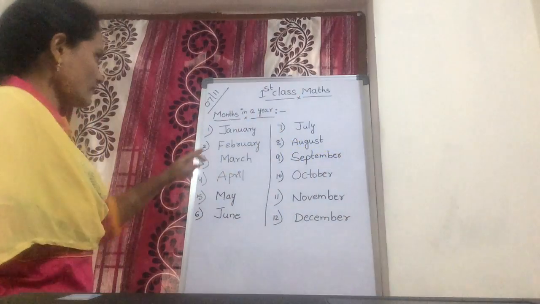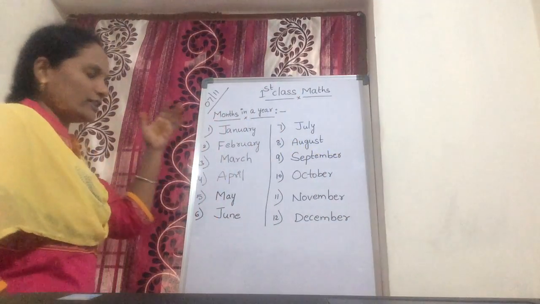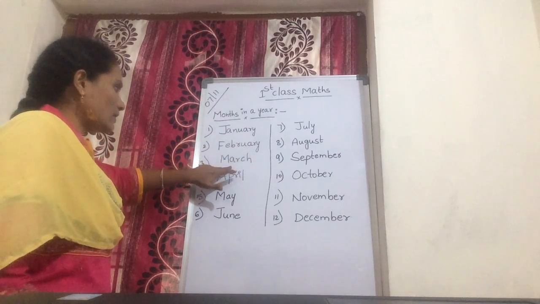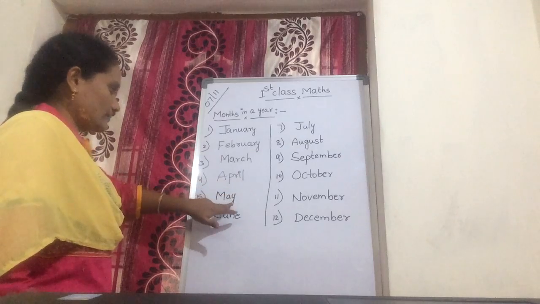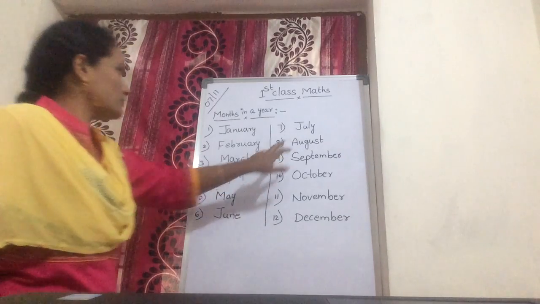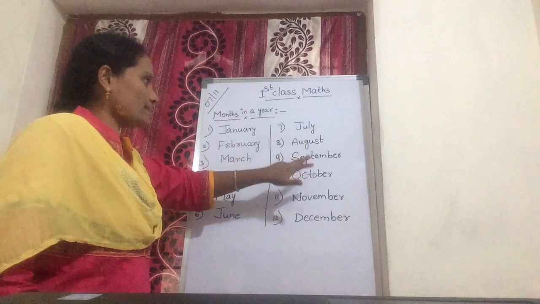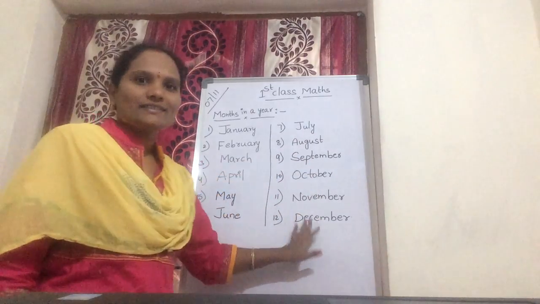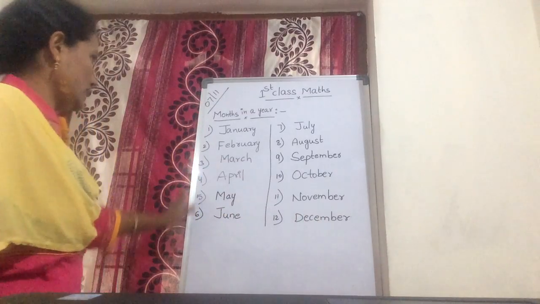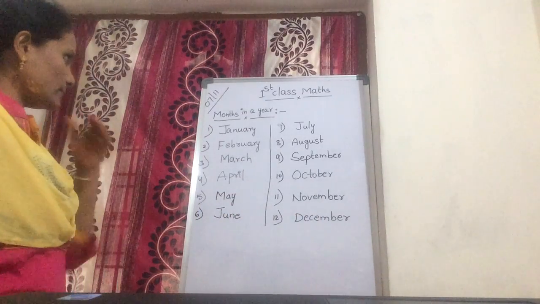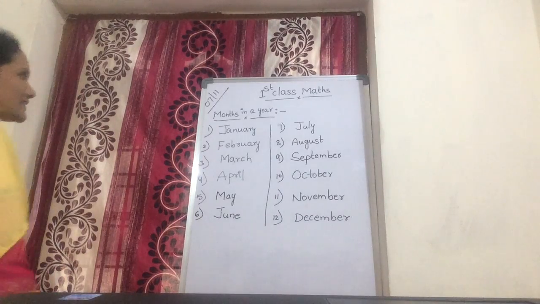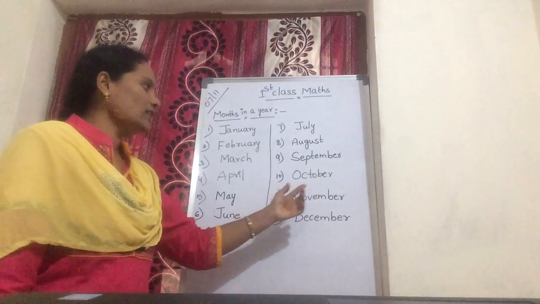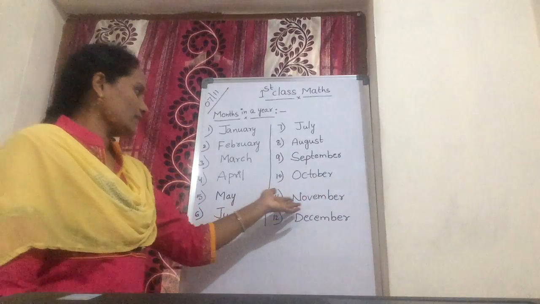First, read it, children. Read with me. January, February, March, April, May, June, July, August, September, October, November and December. How many months in total? 12 months. Now tell me, children, what is the present month? The 11th month. What is that month? November. The present month is November.